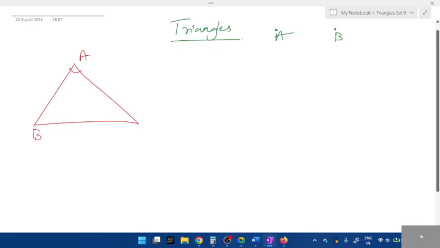A, B, C. In total, how many angles are there? Three angles. And where are these three angles? Inside the triangle or outside? Inside. So we call them interior angles. Interior angles of a triangle.